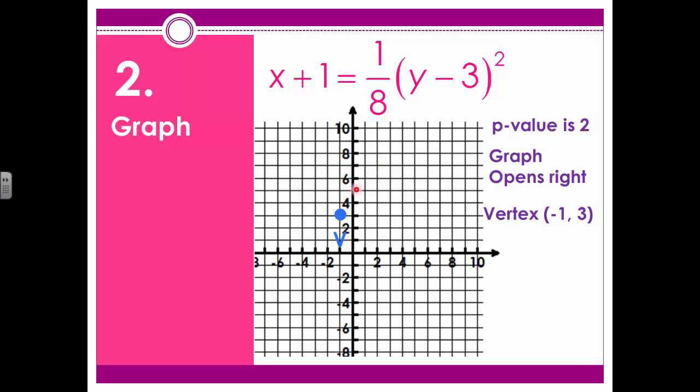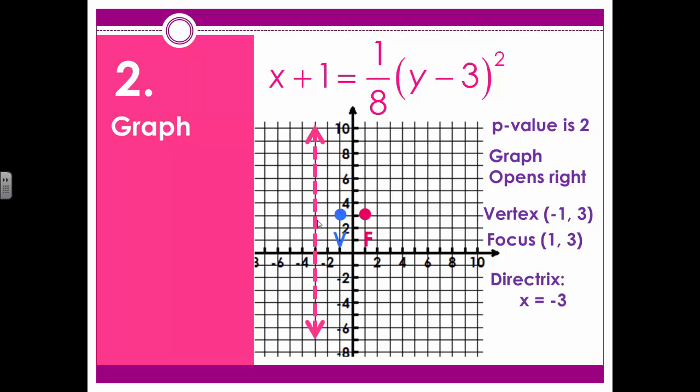So the next thing I need to do is find my focus, the point that it wraps around. So I'm going to go to my vertex and go 2 to the right. So 1, 2, there it is. Now I'm going to go back to the vertex and go 2 in the other direction, 1, 2, and it makes a vertical line. That's called your directrix.